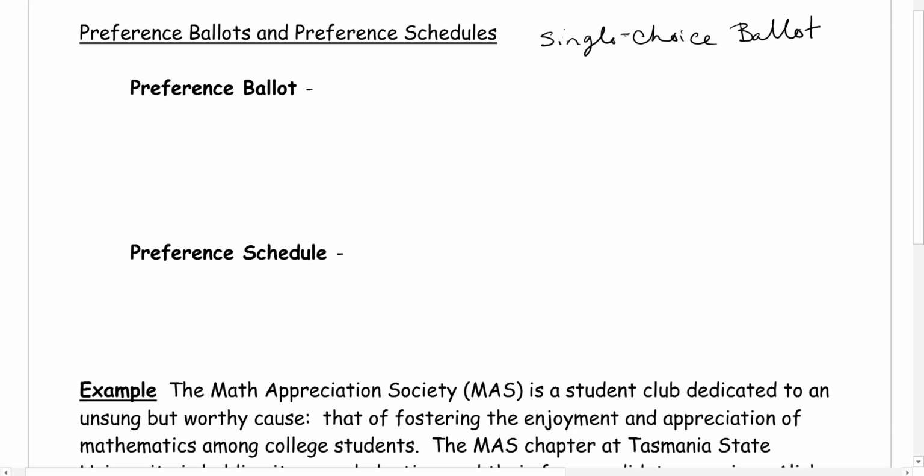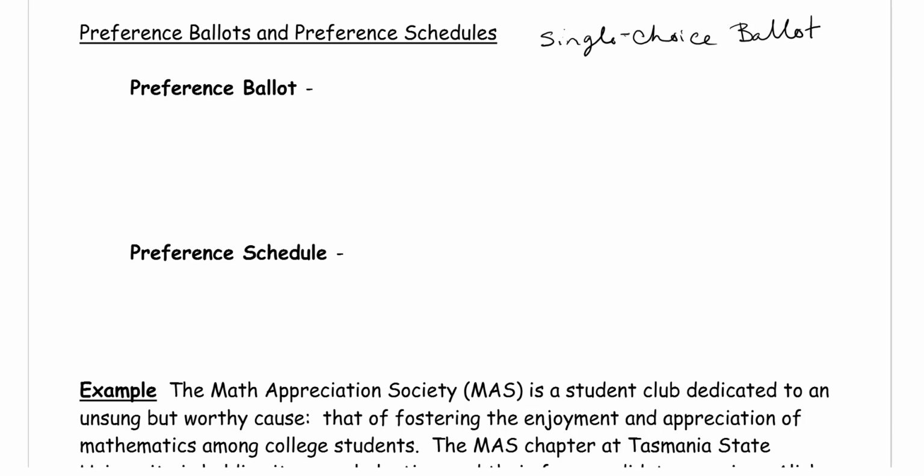So what a preference ballot is, it is ranking all of the candidates in the election. That's what you would do. There are two different ways for you to make your preference ballot. One would be to list the names in order from the one that you like the most down to the one that you like the least.